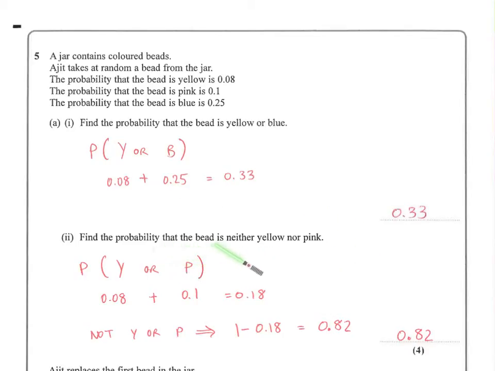Find the probability that the bead is neither yellow nor pink. Well, the probability of picking a yellow or a pink, 0.08 plus 0.1, remember or means plus, which gives me a solution 0.18. If I want not yellow or pink, well actually that's the same as 1 minus the probability of picking yellow or pink. So 1 minus 0.18, which equals 0.82.